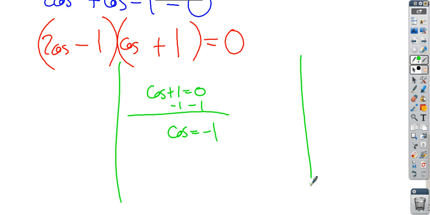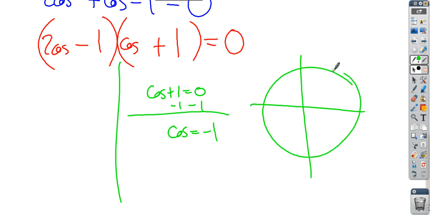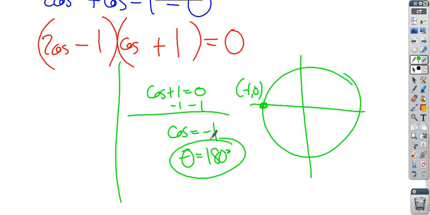Cos is -1. Where does that happen? Well, cosine is the x-coordinate, and the x-coordinate is -1 right there at 180 degrees. So 180 is one of our solutions. Let's do this one as well.